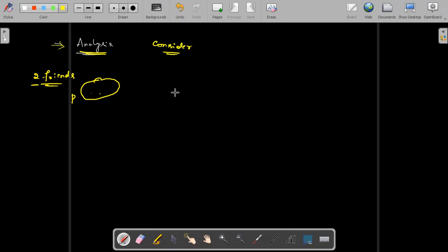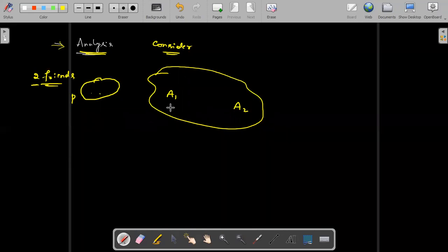Consider that this is a big problem. The two friends are going to write an algorithm, which is called A1. Another friend will write one more, which is A2. These are the two algorithms. When you execute A1, it will take some time, that is, time equals n square. Algorithm A2 will also take some time, that time equals n cube.